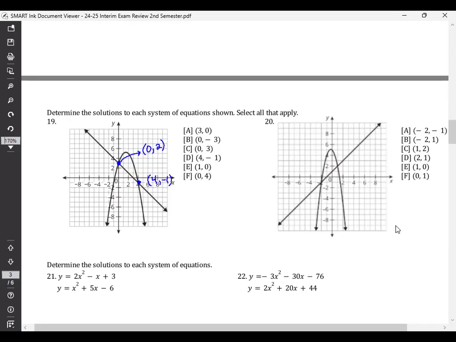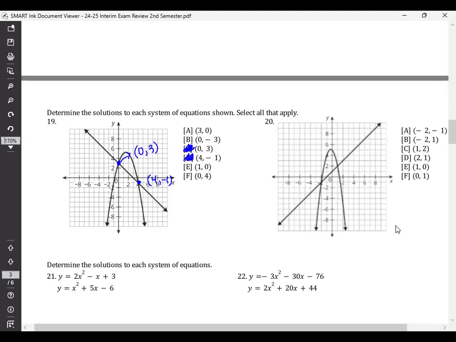So we're going to select all that apply. Sorry, I can't even read it. Was it (0, 2) or (0, 3)? Up 3 and (4, -1). So (0, 3) and (4, -1).